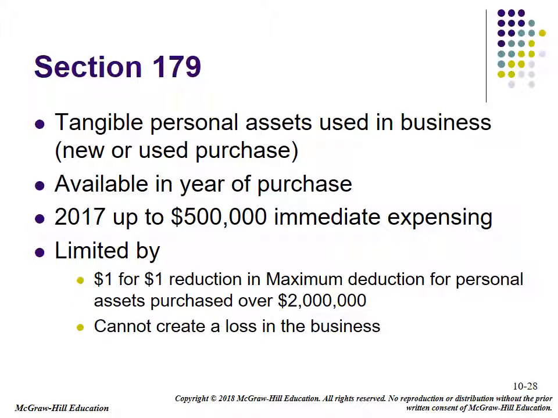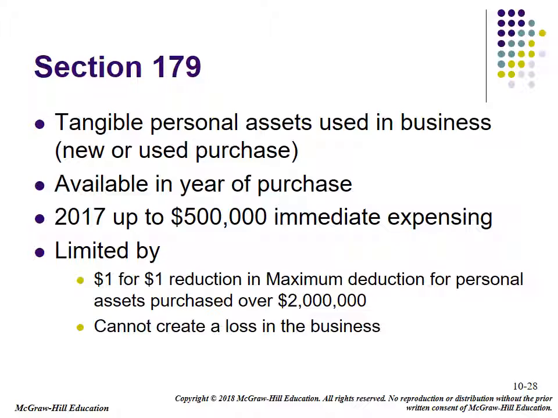So let's talk Section 179, which is just the Internal Revenue Code section that allows for this immediate expensing. It's available for tangible personal assets used in a business, whether they're new purchases or somebody else used them and they're considered used property. It's available in the year of purchase, and in 2017, a company can expense up to $500,000 under this provision of these asset purchases. It's limited though. Here are your exceptions.